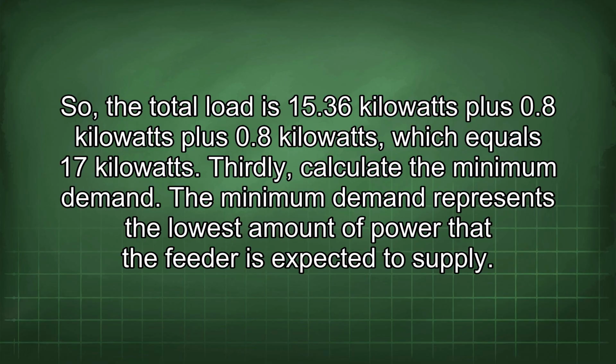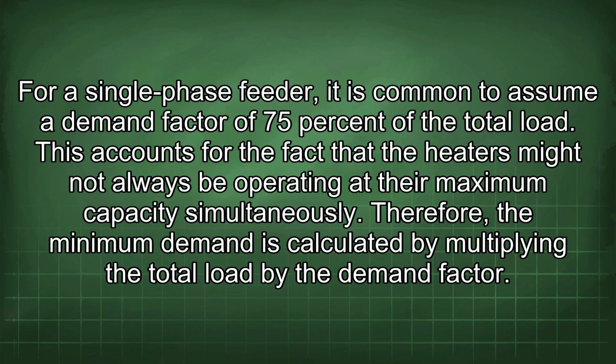Thirdly, calculate the minimum demand. The minimum demand represents the lowest amount of power that the feeder is expected to supply. For a single-phase feeder, it is common to assume a demand factor of 75% of the total load. This accounts for the fact that the heaters might not always be operating at their maximum capacity simultaneously.